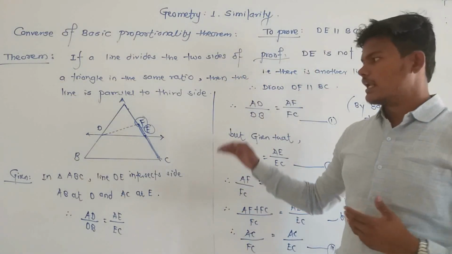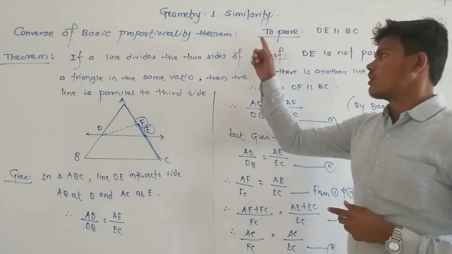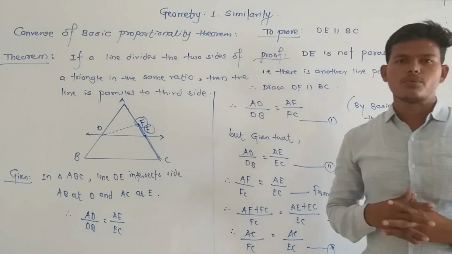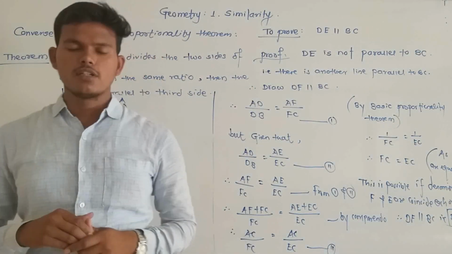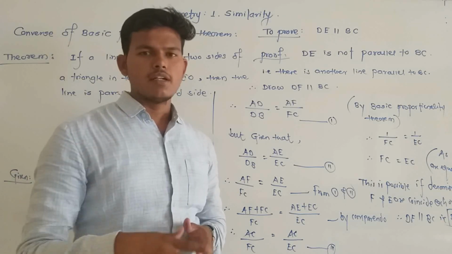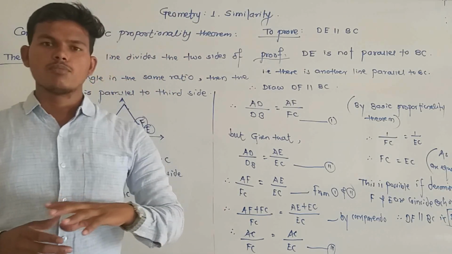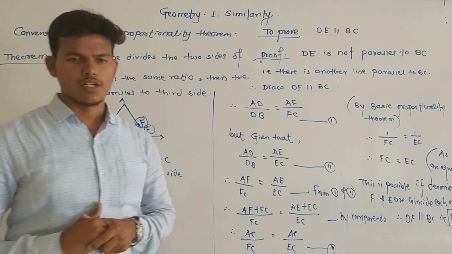When we are using the converse of basic proportionality theorem, if in any problem we have to prove that a line is parallel to a side of a triangle, then we are using the converse of basic proportionality theorem.